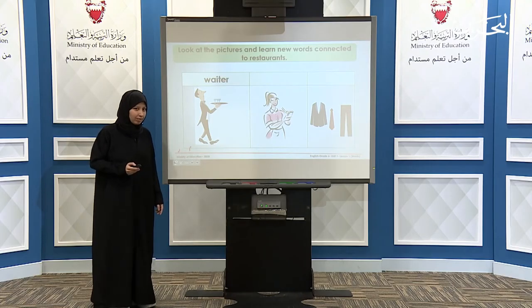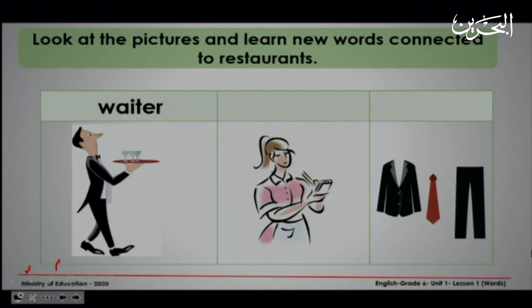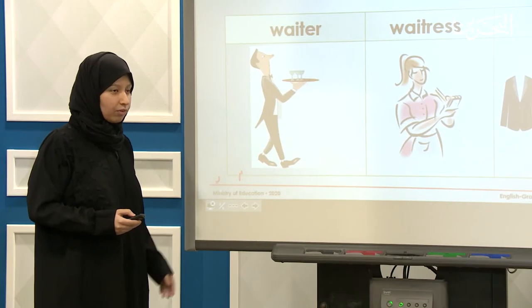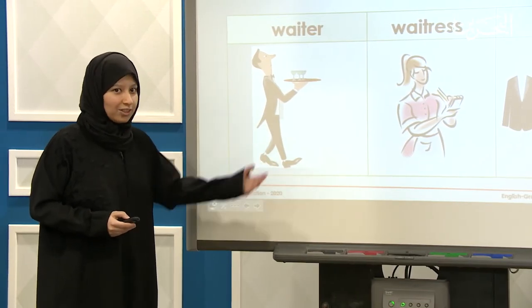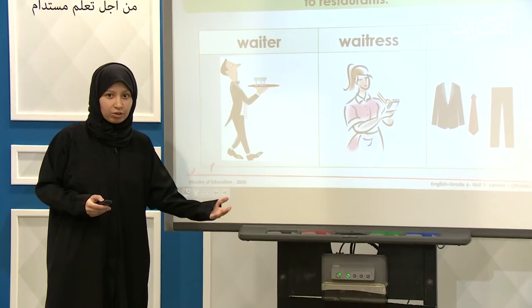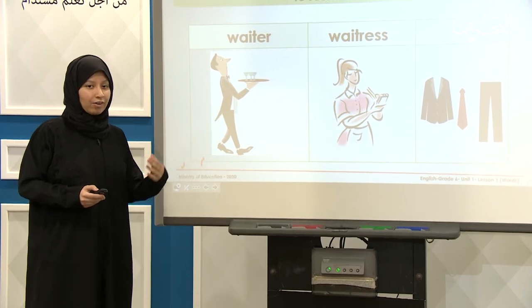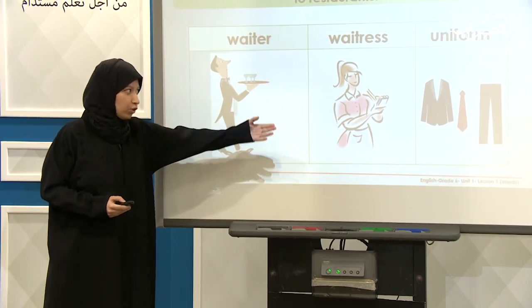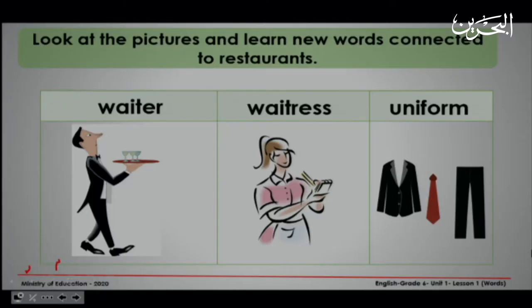That's right. If the person who serves at the restaurant was a lady, we call her a waitress. The waiter and the waitress wear a special set of clothes when they go to work at the restaurant. They wear a uniform. That's right. You also wear a uniform when you go to school, right?